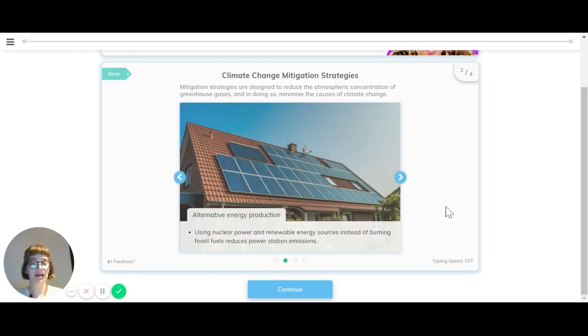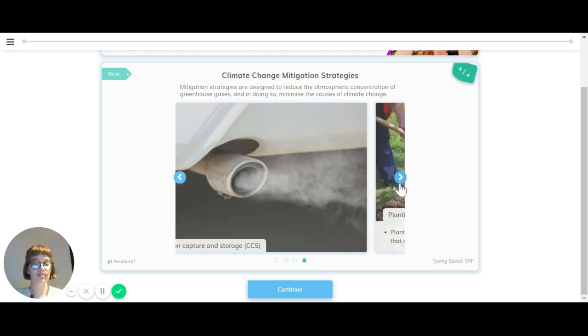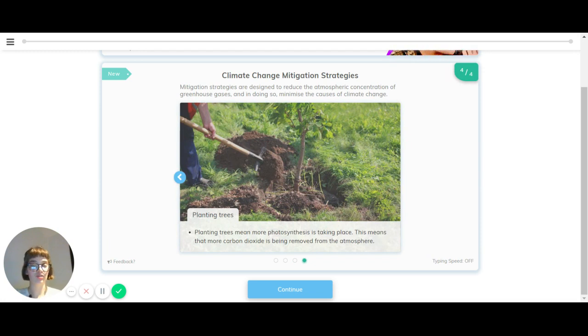There's also alternative energy production. So using nuclear power and renewable energy sources instead of burning fossil fuels reduces power station emissions. Also carbon capture and storage. In carbon capture and storage, carbon dioxide is captured before it's in the atmosphere and then transported deep underground for safe storage. Finally, planting trees.